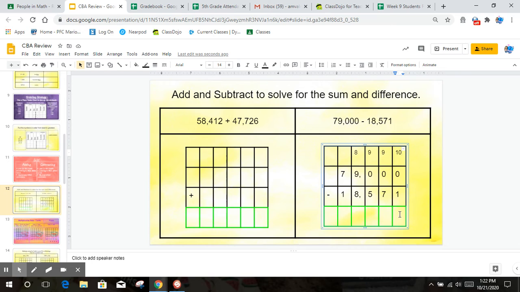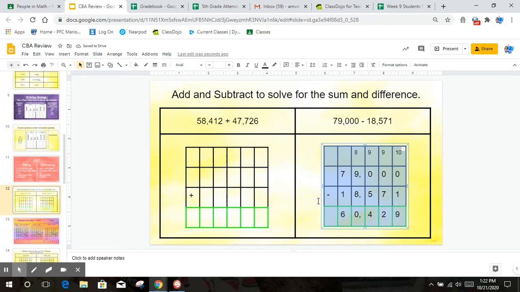Now I have 10 minus 1. 10 minus 1 is 9. 9 minus 7 is 2. 9 minus 5 is 4. 9, be careful there. It's not 9 minus 8, it's 8 minus 8 is 0. And 7 minus 1 is 6. And don't forget to put your comma in the correct place. Okay, so just be careful on that one.